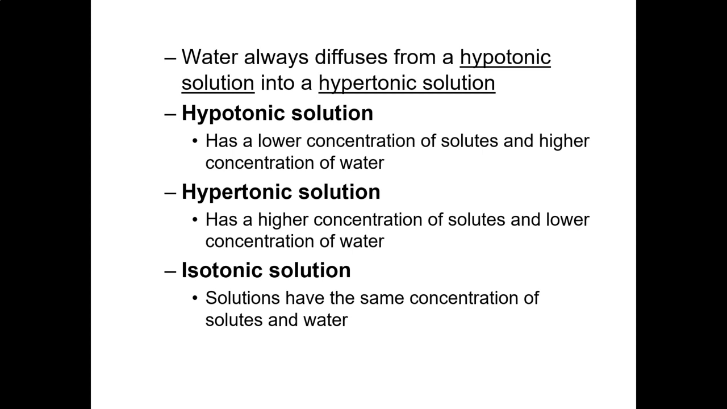Isotonic means it's equal. So let's think about this in terms of salt water. Let's say we have some salt. That's our solute. In a hypotonic solution, we are going to have less salt in the solution and more water than what's going on outside of that solution, outside of that cell. And it's just the opposite for hypertonic.